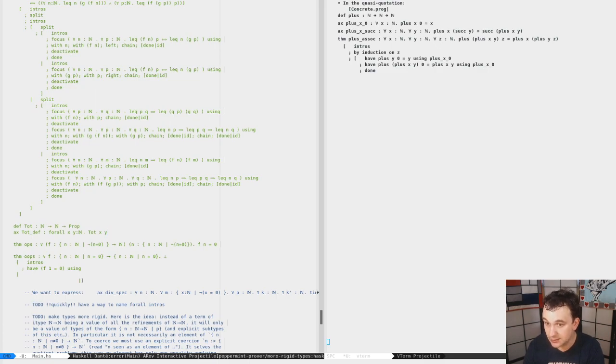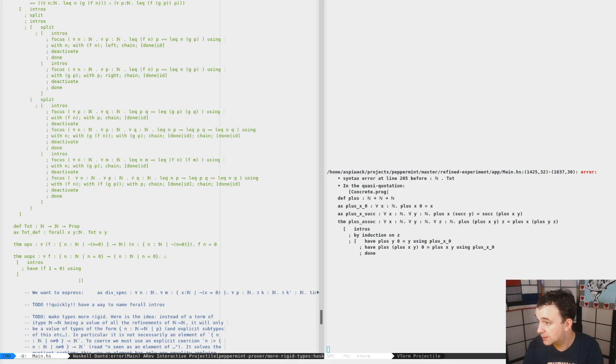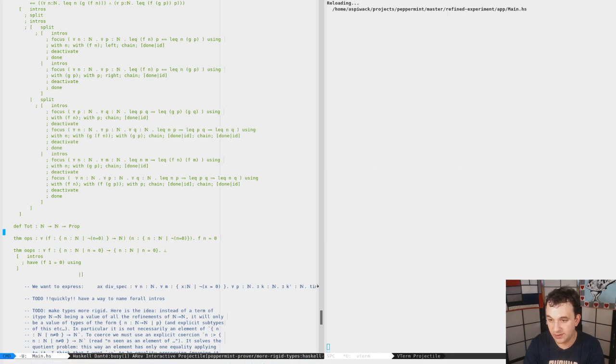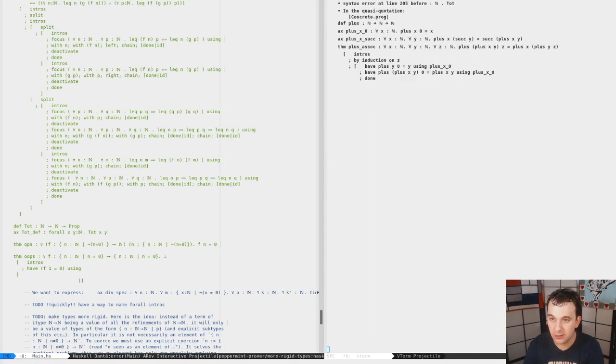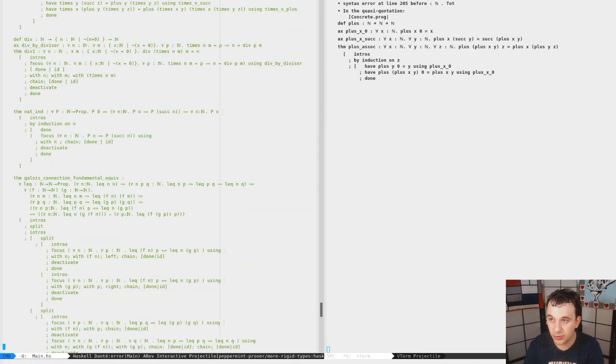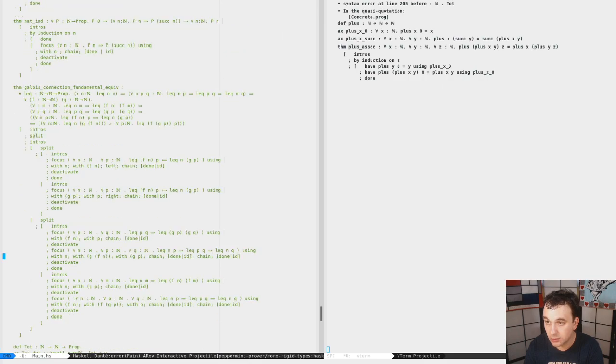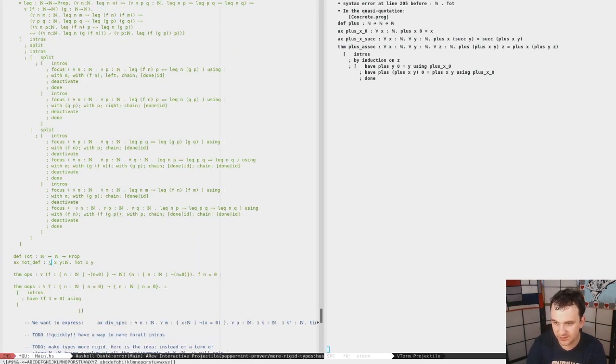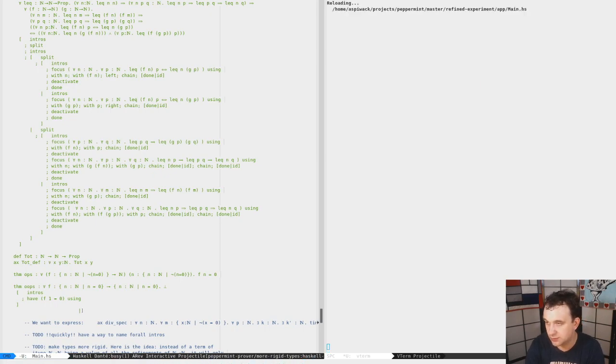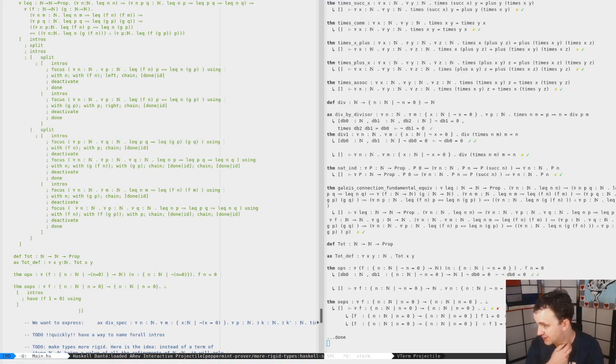So I messed up something. Okay, so let's start with this. Type check. Did I write my axiom wrong? Not particularly. Oh, I wrote for all instead of the Unicode for all. Okay, that was nothing.